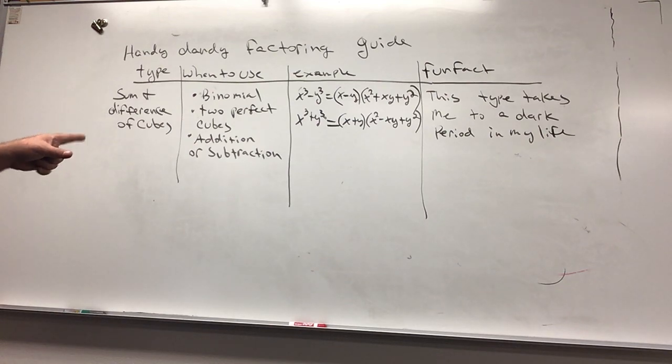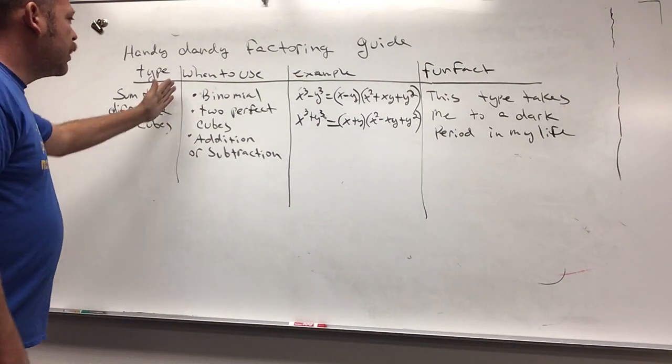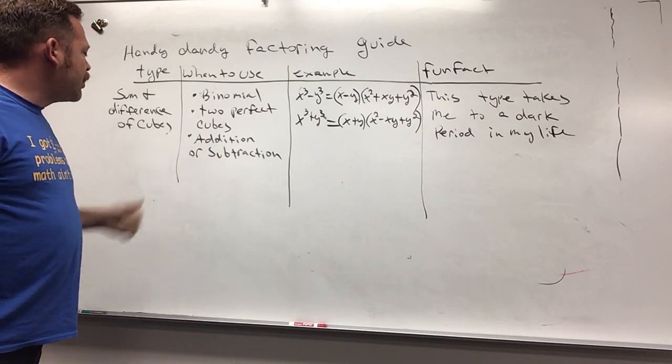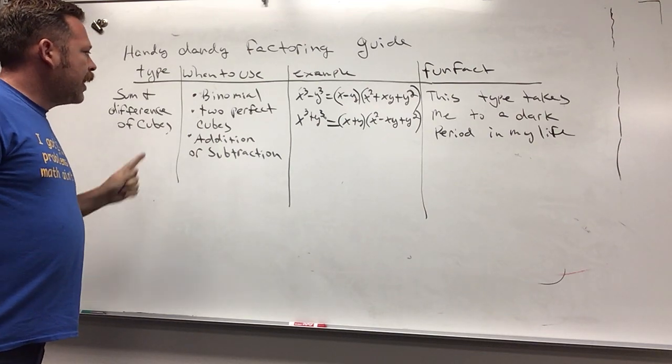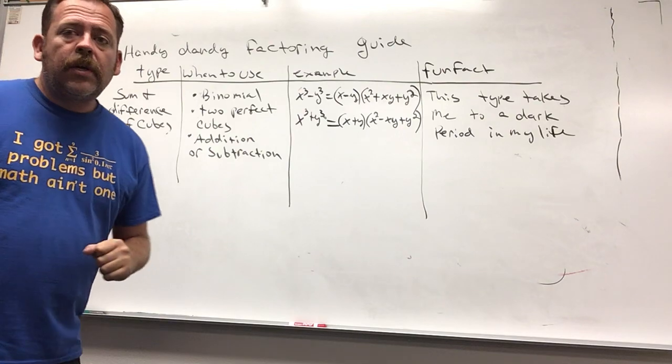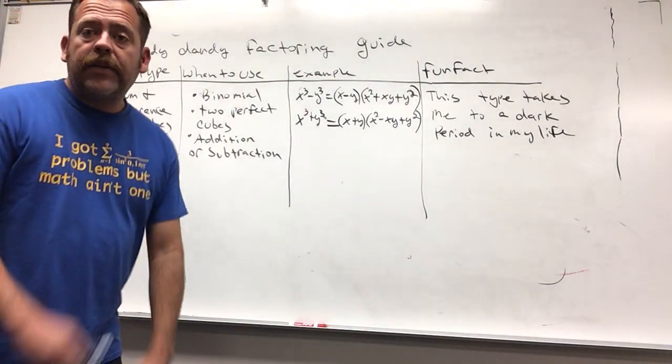So it's called sum or difference of cubes. When can we use this? Well, it has to be a binomial. It has to be two perfect cubes. Let's talk about what a perfect cube is.